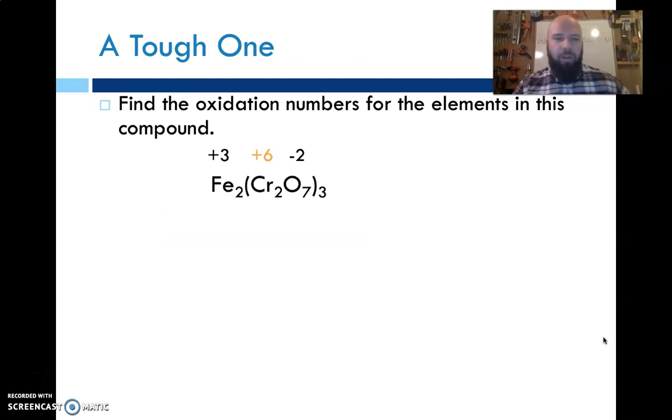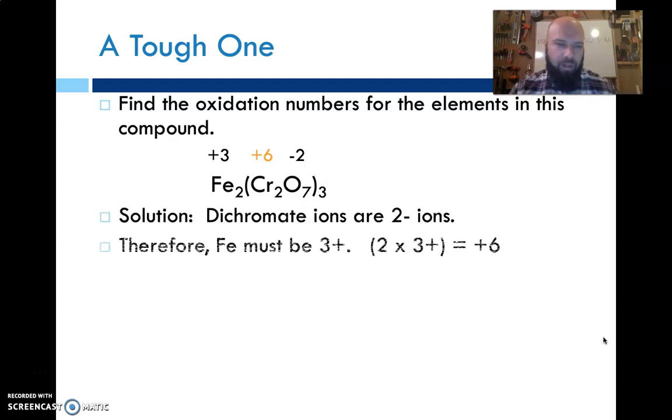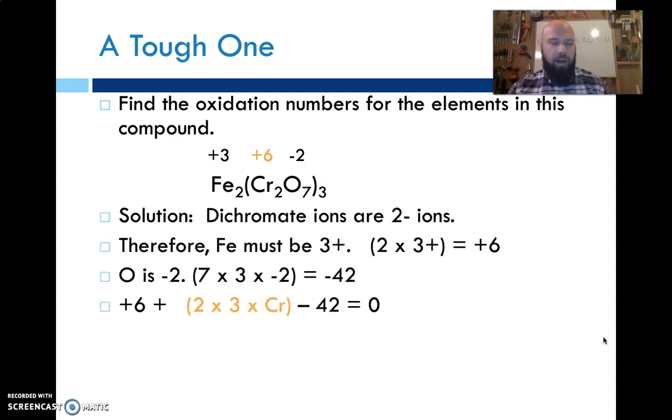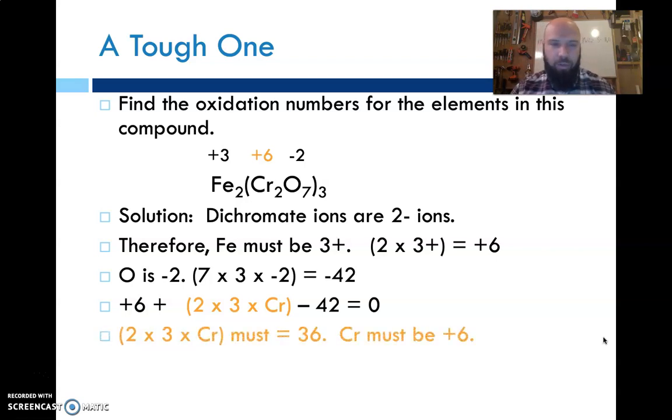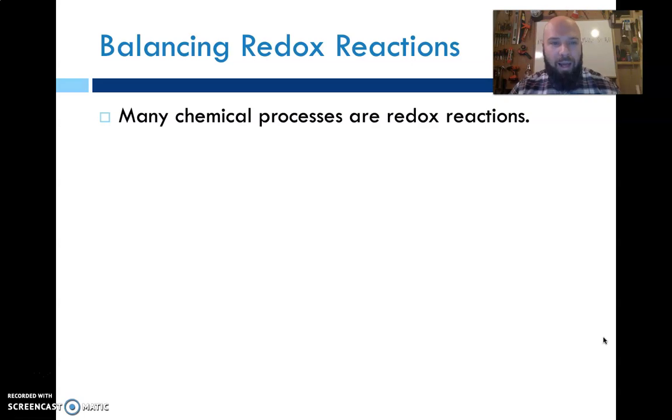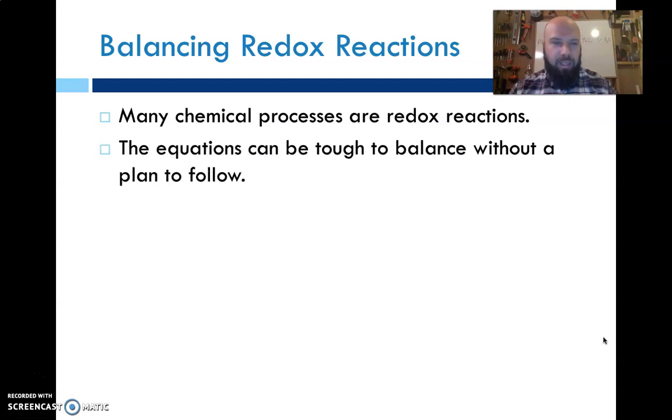So here's another example. You have iron 3 dichromate and +3, +6, and -2. I can just go through them there, and you can pause the slide and look at the example and the explanation here. I'm going to move on to why balancing redox reactions uses oxidation numbers. And one of those reasons is it's sometimes tough to balance without a plan.